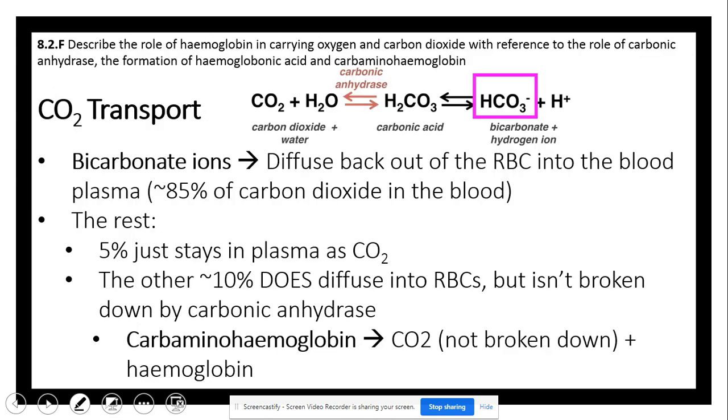So back to this beautiful equation. What's going to happen to those bicarbonate ions? About 85% of the carbon dioxide in your blood is transported as bicarbonate ions. It just gets released back and it goes to the lungs and gets exhaled and all that. So 5% of the rest of that just stays in the blood plasma as carbon dioxide, nothing happens to it. The other 10% diffuses into the red blood cells, is not broken down by the enzyme, and then combines with hemoglobin. Carbaminohemoglobin.